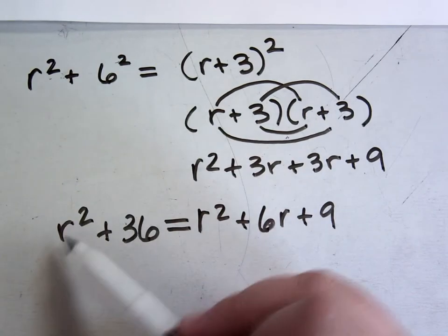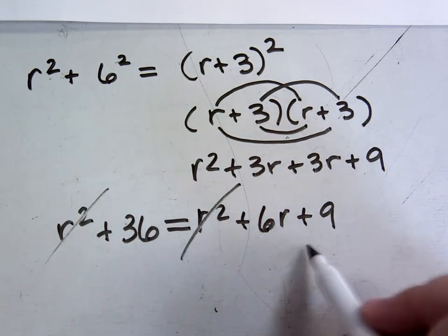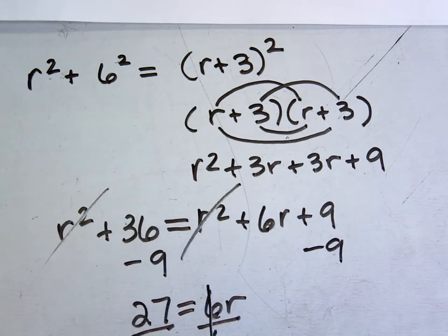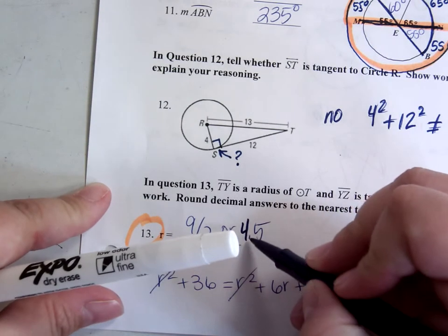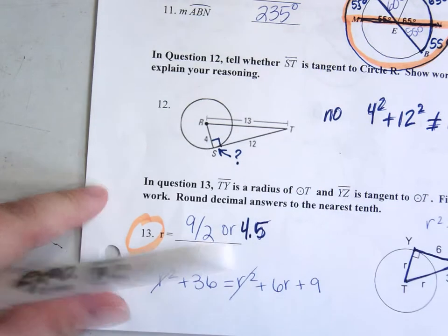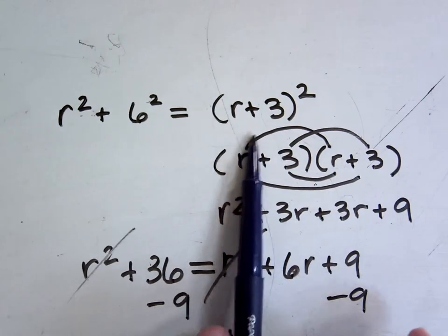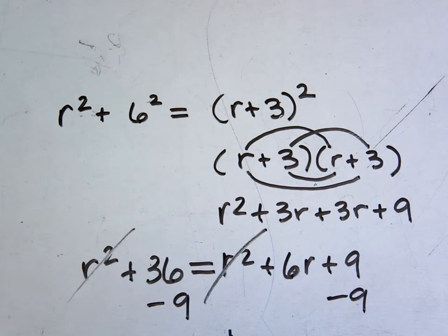So the nice thing is that the r squareds will cancel. So you have 36 equals 6r plus 9. Subtract 9 from both sides, and 27 equals 6r. Divide both sides by 6, and that simplifies to 9 halves, or 4.5. It says round decimal answers to the nearest tenth, so 4.5 is fine. Okay, I think the biggest problem on that was probably squaring the binomial. This is a really, really big thing to be aware of throughout every math class you take. There are surely people sitting in calculus right now who still forget that when you square a binomial, you can't just go r squared plus 3 squared. It's very easy to forget.